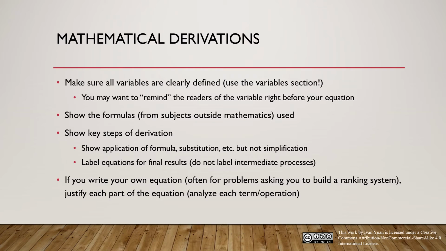And as we know, equations need labeling. You label the final results but not the intermediate processes. This way your audience can separate and distinguish between the final results and the processes. And for questions you may encounter about building a ranking system about something, you may need to write your own equation. In this scenario, you should try to justify every part of the equation.